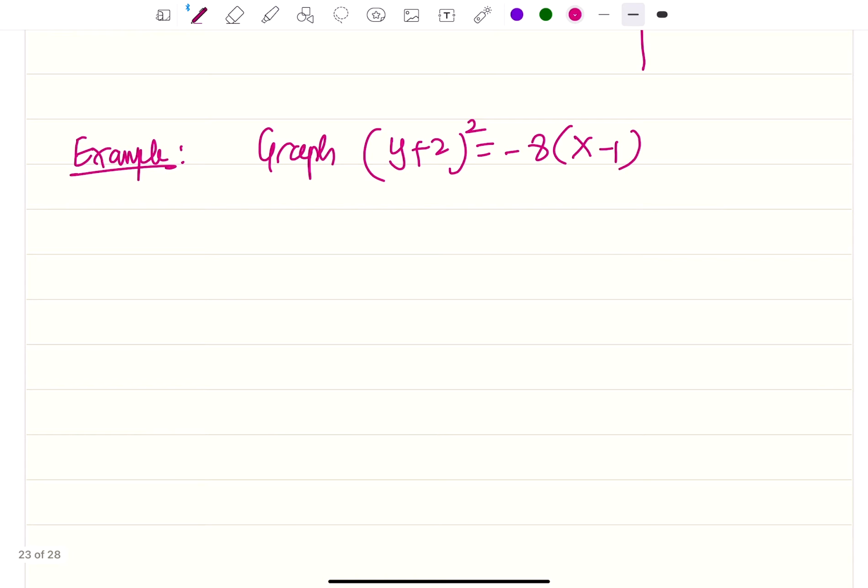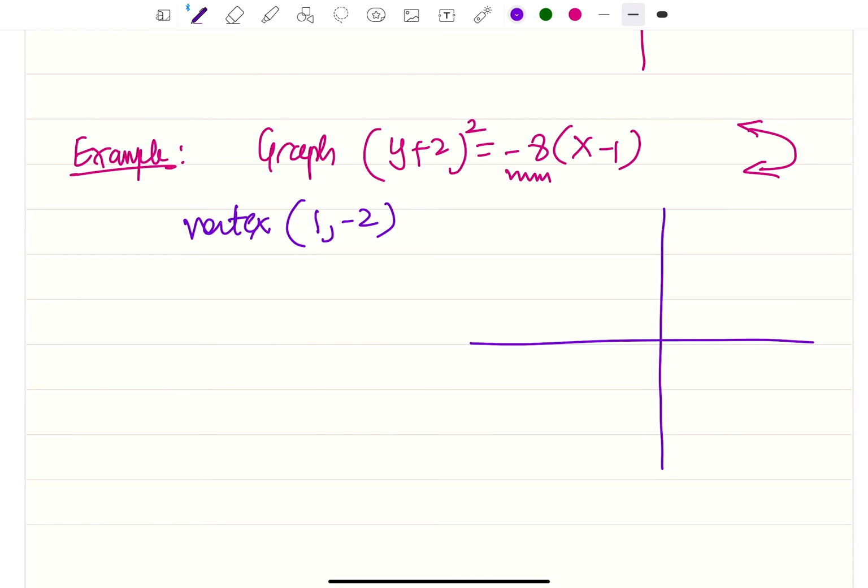Another one, graphing y plus 2 squared equals -8 times x minus 1. So y is squared. This parabola opens left or right. Because I have a negative sign here, this parabola is going to open to the left. Let's think about the vertex quickly. The vertex for this parabola is going to be 1, -2. Let's go ahead and mark it.